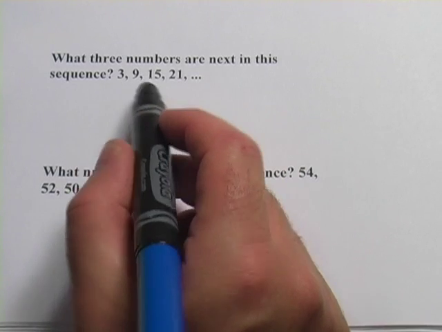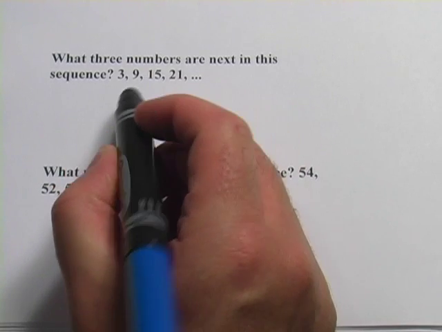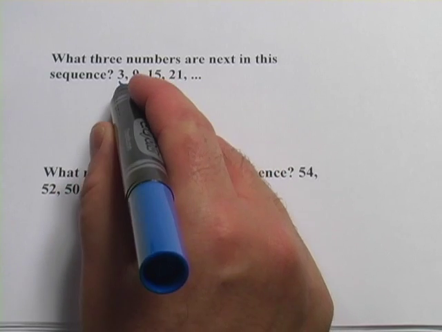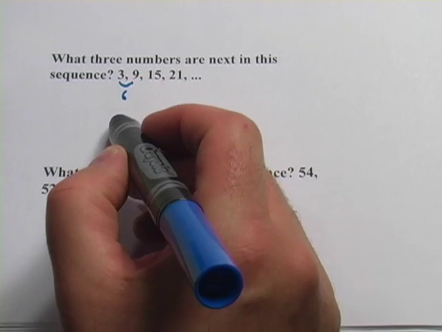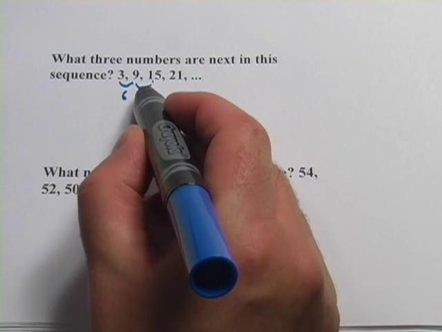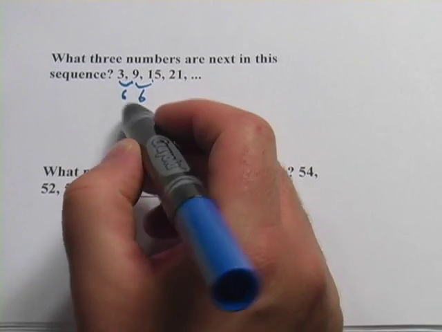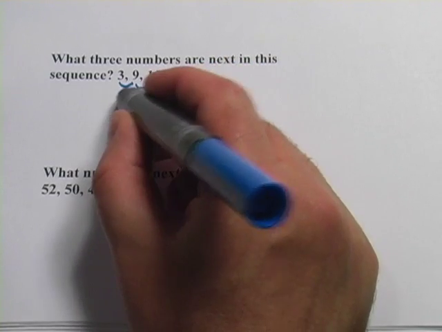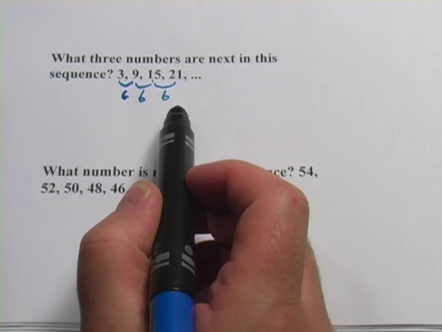One of the first things to look at is how many numbers they are apart. Going from 3 to 9 would be 6 numbers apart. If I subtract 3 from 9, I get 6. Going from 9 to 15, oh, that's also 6. It's starting to look like a pattern. Let's check it. Going from 15 to 21, also 6. So it looks like they're just adding 6 every time.